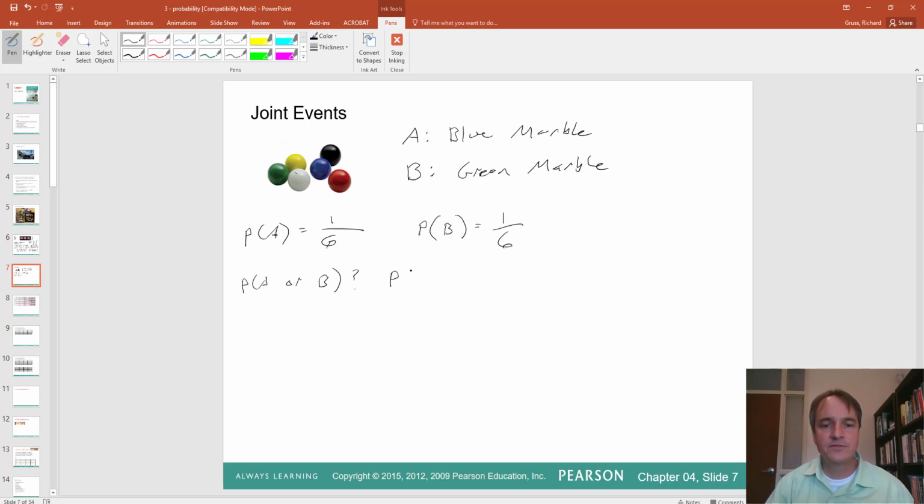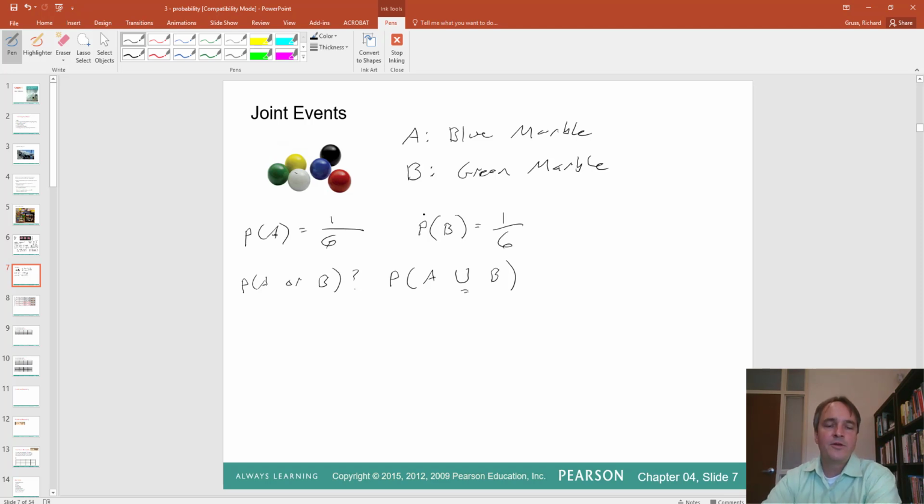An alternative notation for this is probability of A U, and that's a U for union, probability of A union B. So this is the same as OR, that symbol right there. You can think of it as a U, although we'll have an inverted U for something else later. So what's the probability of A or B?